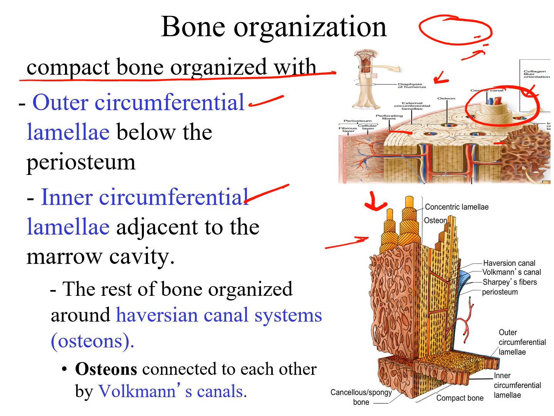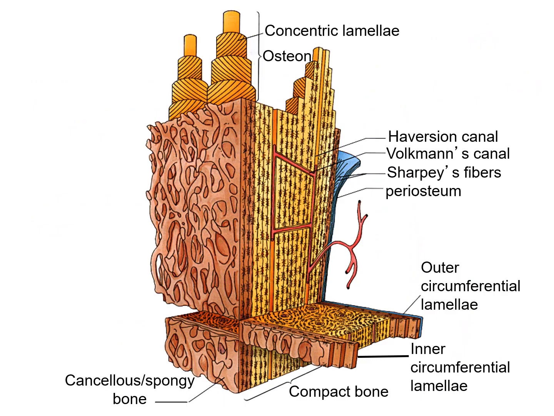Usually consists of concentric lamellae. These structures are called the osteon, or sometimes the Haversian canal system. And usually these osteons are connected to each other through a canal. We call it the lateral canal, or the other name, Volkmann's canal.